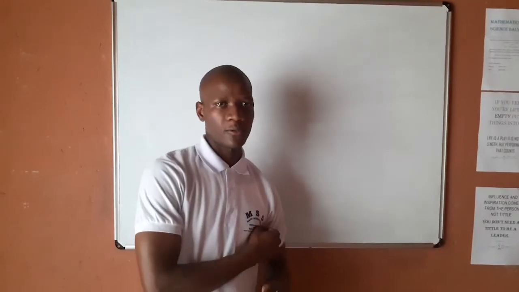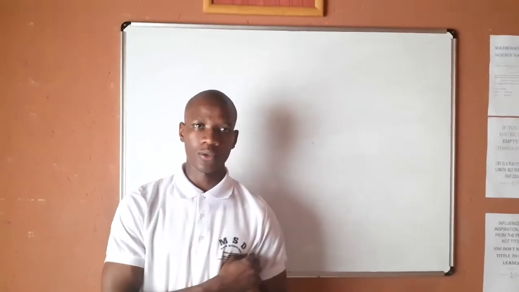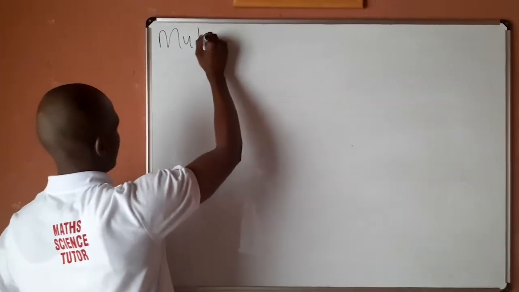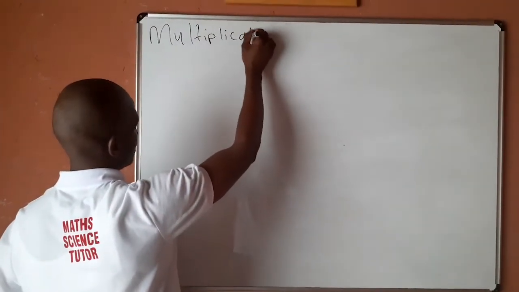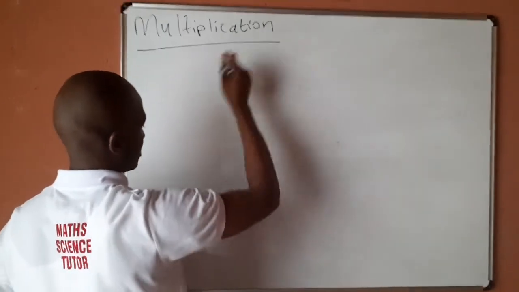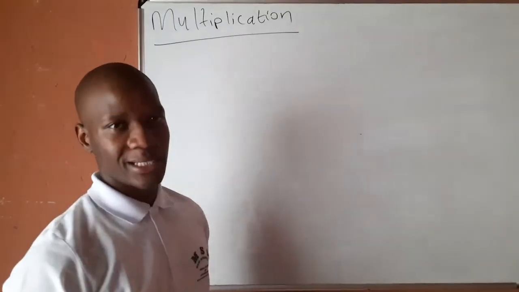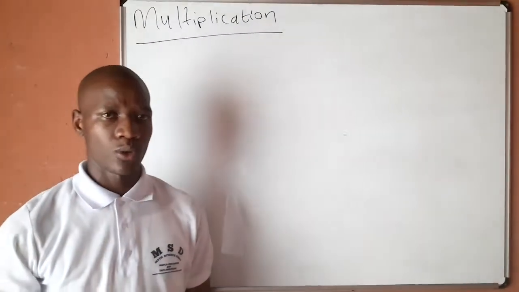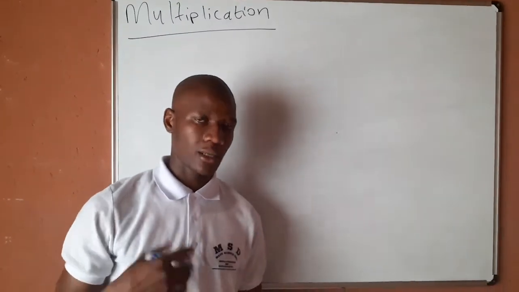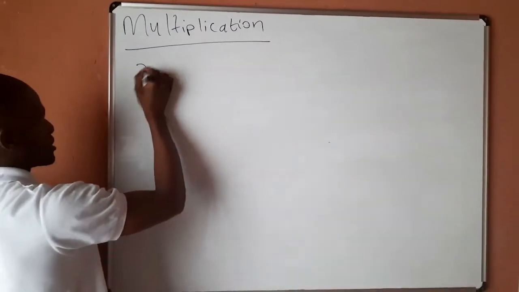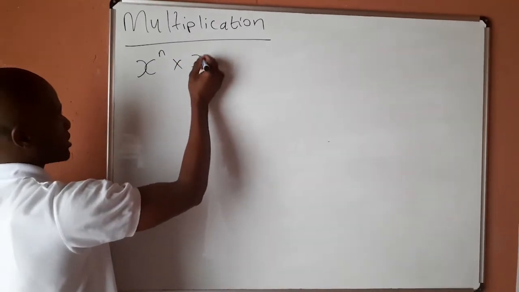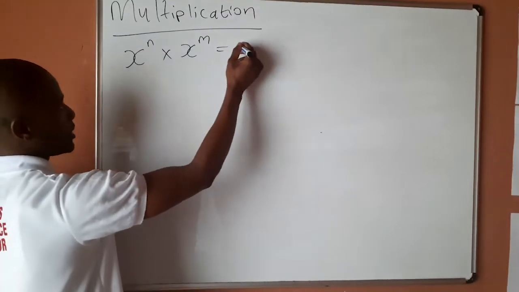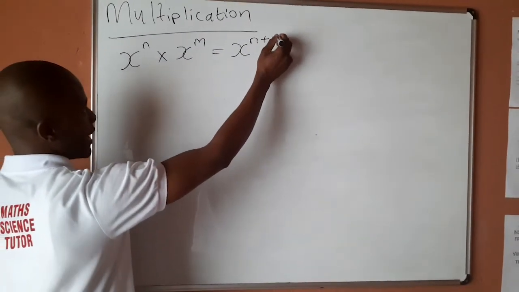I've explained the concept of addition and subtraction of like terms. Now I'm going to do multiplication. When we multiply the same base, we must add the exponents. When we multiply same base, we add exponents. So x to the power n multiplied by x to the power m, same base, we add the exponents. It's going to be x to the power n plus m.